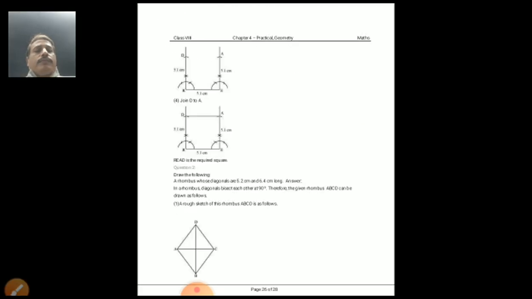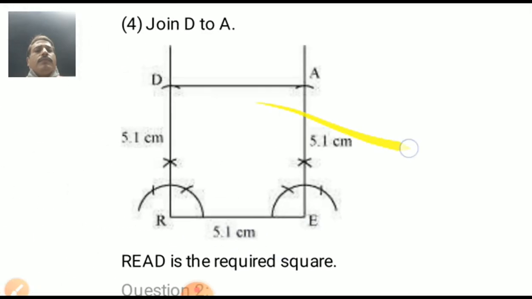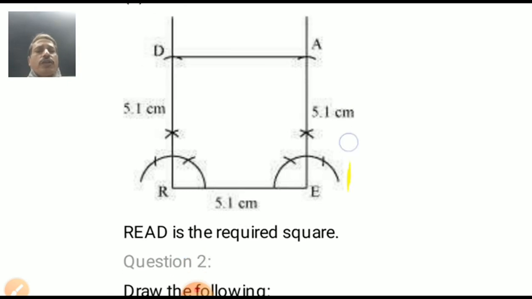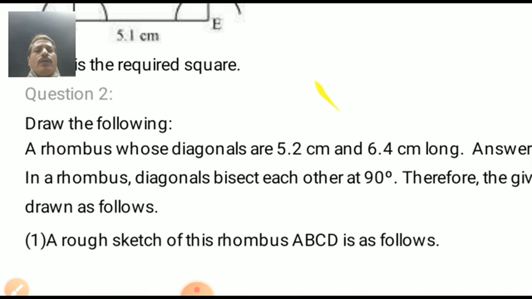See. Is it? Easy? Question number 2. Draw the following rhombus. Draw a rhombus whose diagonals are 5.2 centimeters and 6.4 centimeters long. दो diagonal दे दिए बेटा. Answer is ready. Rhombus में क्या होता है बेटा? Yes. Both diagonals bisect or cut at 90 degree. पता चल गया बेटा? Good.